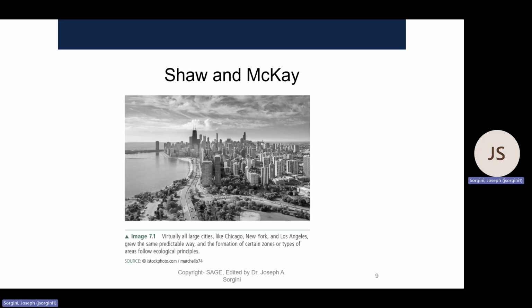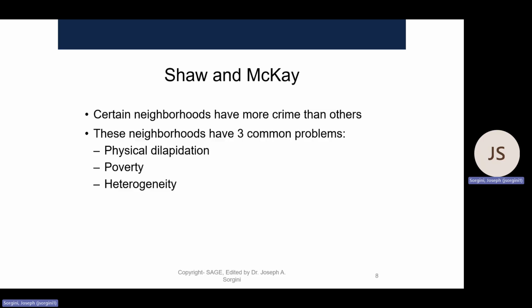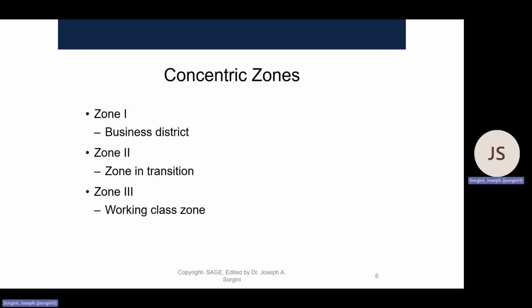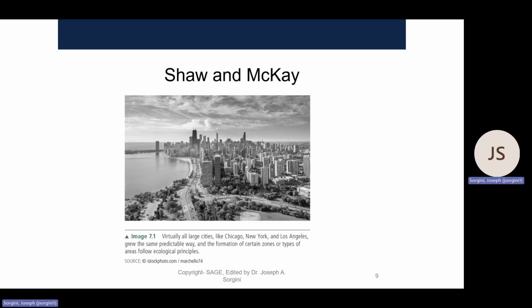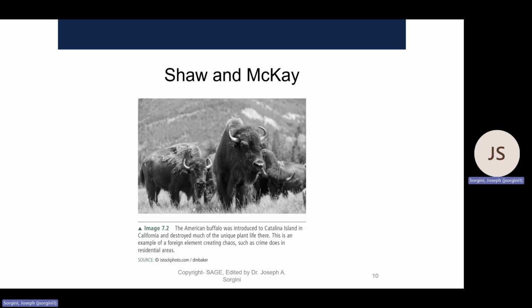So whether it's Chicago, New York, or Los Angeles, they all grew the same way. They all had these different zones, which again, if you go back to them, it's a business district, a zone in transition, working class, residential, and commuter. So then what Sean McKay argued was that in essence, each of these American cities, much like a tree with its roots growing, or just any other type of ecological environment, there was a natural outgrowth and they all popped up the same way. So then they had similar problems.